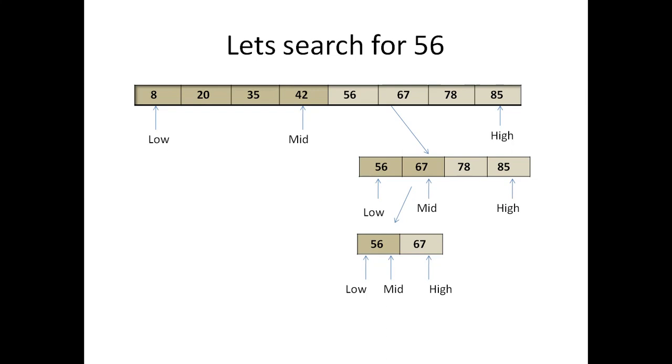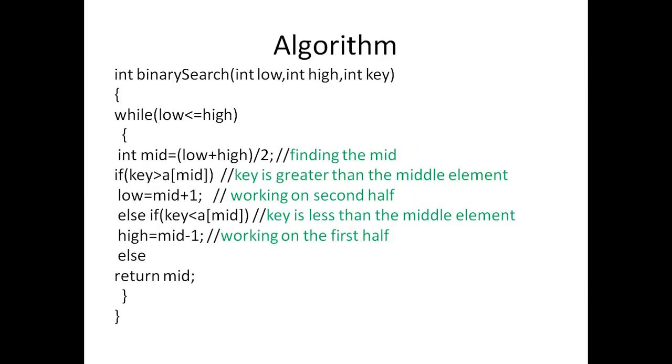Now, let's look into the algorithm. Initially, the value of low is 0, high is number of elements - 1, and key is nothing but the value we are going to search. This while loop is going to execute from low to high. Here we are computing the mid value, which is nothing but (low + high) / 2.